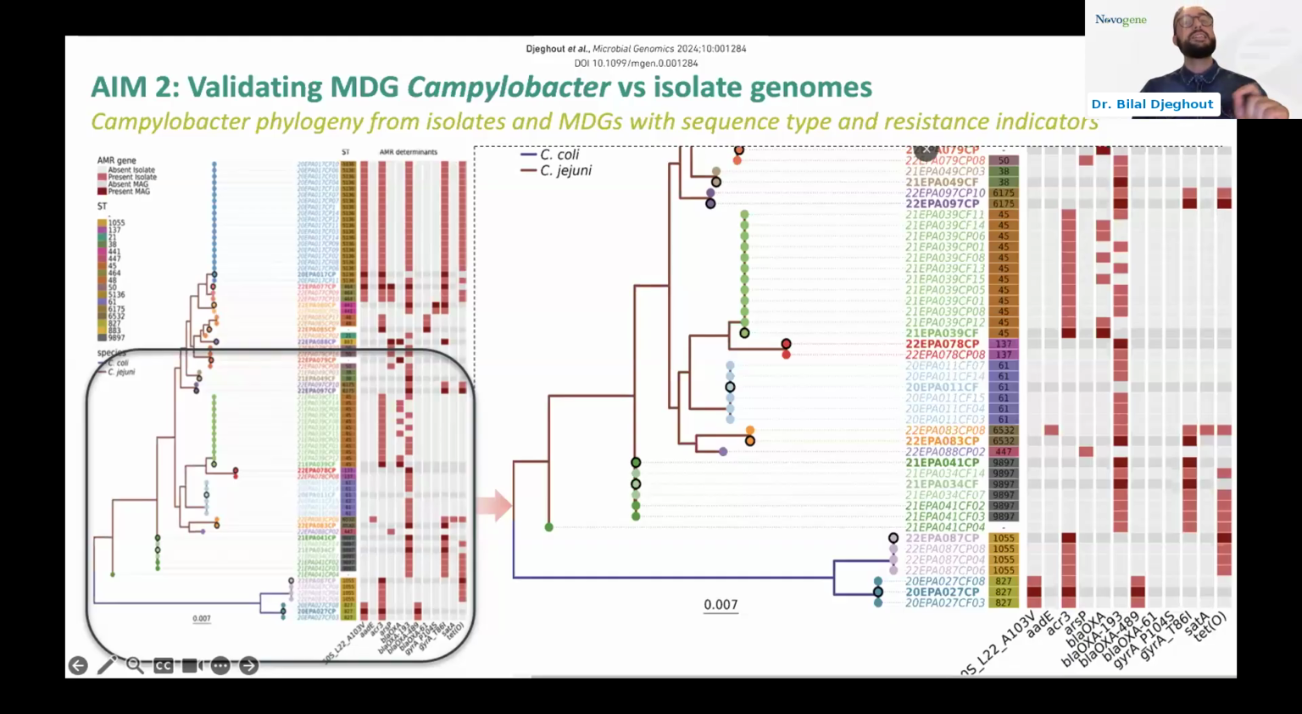On the other hand, examining the AMR profiles reveals that while our MDG matches many isolates, some belong to the same class of antibiotics but have different resistance genes.